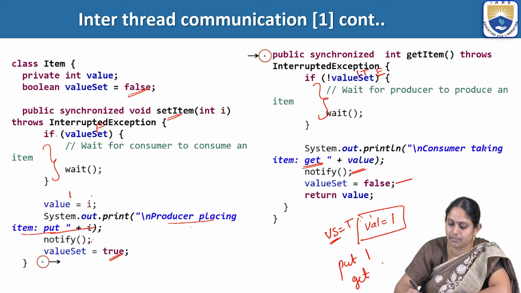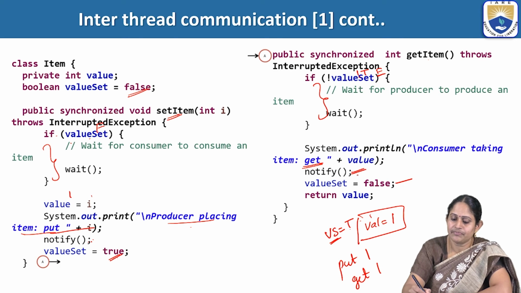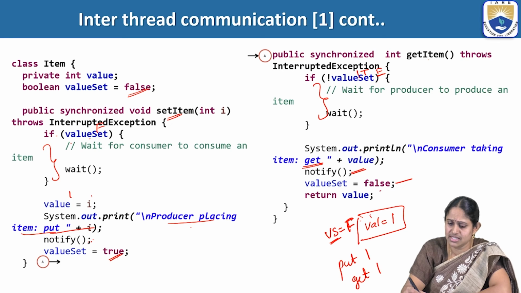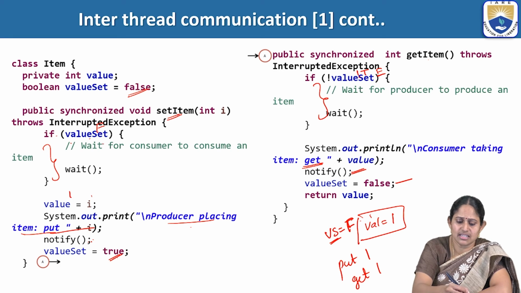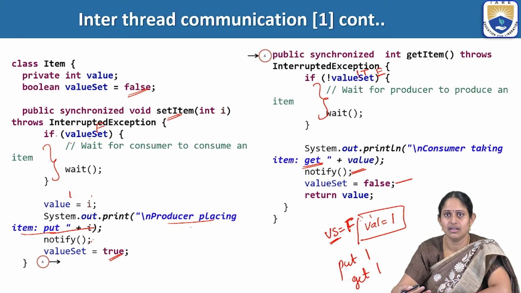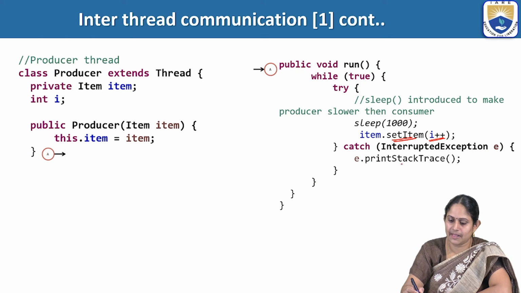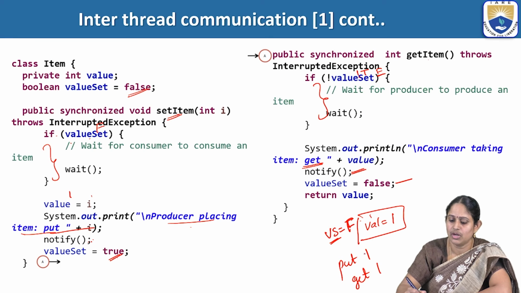It will place get 1, and then notify the consumer. It will reset the value of value set to false. So value set will be false now. Since it is false, the producer will be invoked. The producer will again start executing the set item on I++. So the value will be now 2.